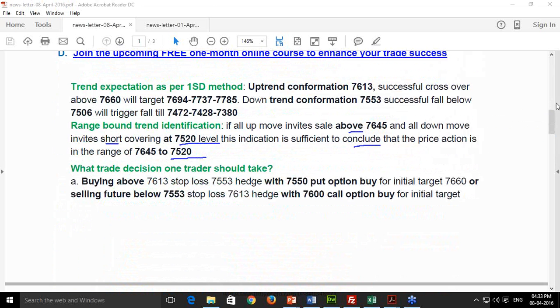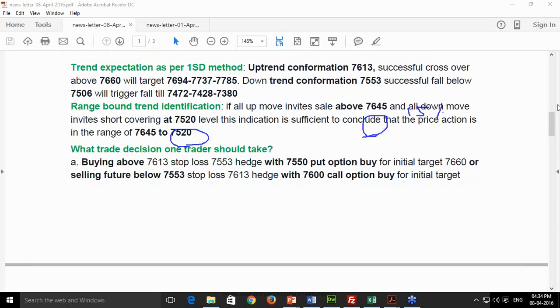Range bound identification is very crucial, and since the volatility is maintaining below the 15% level here, I am taking the 0.5 level as your range bound identification. If the price moves in the band of 7520 to 7645, you can say that this is the range bound territory. Once the price penetrates this level, only then can you get some sizable move in the price. This is what range bound identification means.